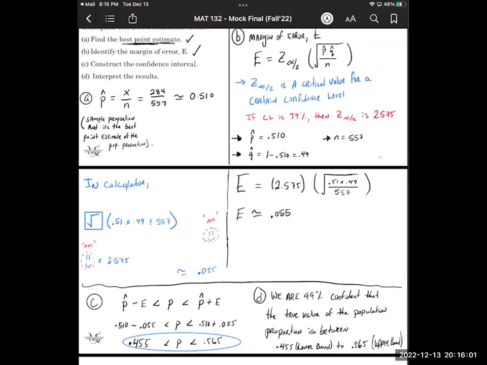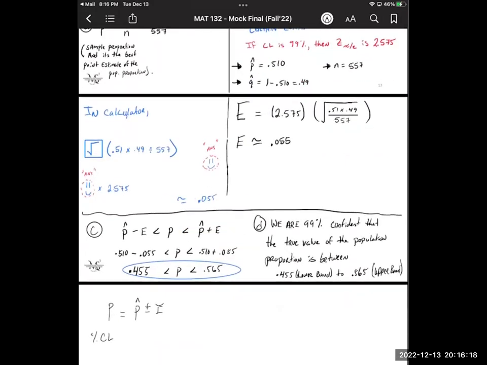You're saying that P, you could be 90, whatever your confidence level is. P is equal to P hat plus or minus E. And again, you could be the confidence level, the percentage of it. Something like that. What I wrote on the bottom.